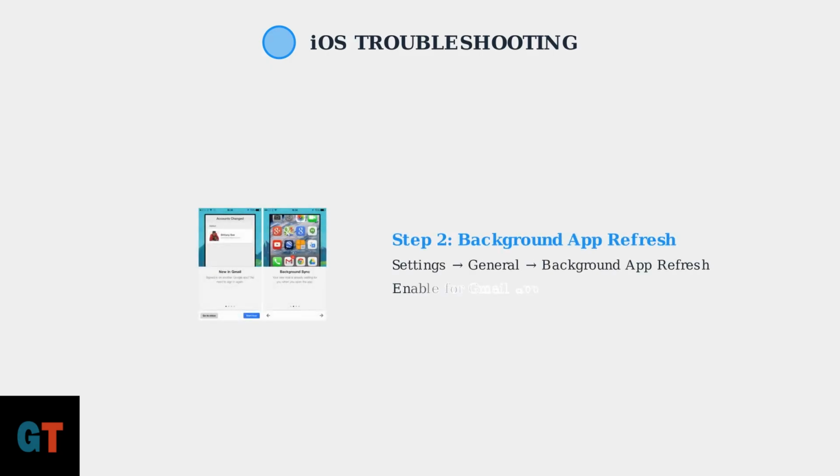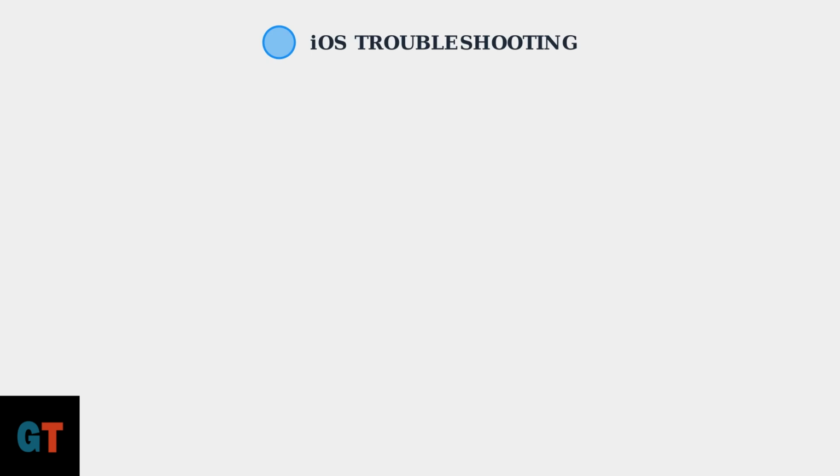Enable Background App Refresh for Gmail. This allows the app to check for new emails even when you're not actively using it. Go to Settings, General, Background App Refresh, and make sure Gmail is enabled.